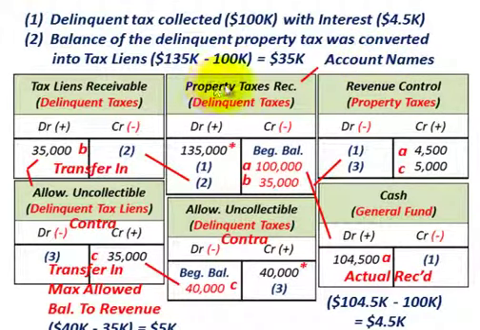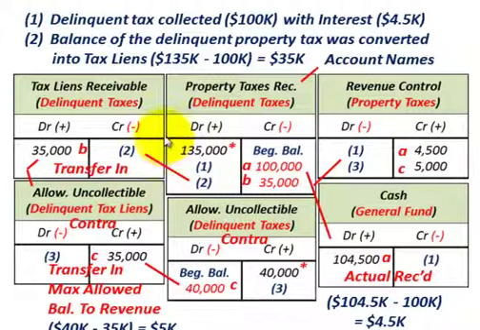I'm showing it in T-account form here. We're going to have some property taxes receivable classified as delinquent taxes, and along with that receivable account, we're going to set up an allowance for uncollectible delinquent taxes, which is a contra account to our property taxes receivable account. We're going to have some collections on those property taxes receivable, and whatever the remaining balance is after those collections is going to be transferred into tax liens receivable for delinquent taxes. Along with that tax liens receivable, we're going to set up an allowance for uncollectible delinquent tax liens.